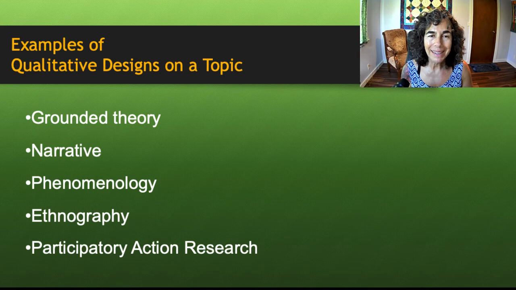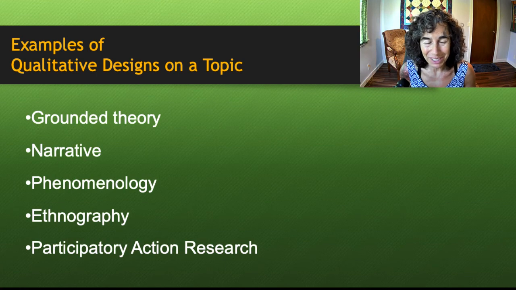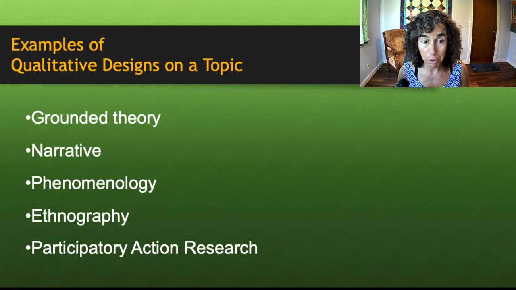So here's an example of one topic and some different types of inquiry. We take new OT grad students, which you can relate to. And if we're thinking about grounded theory, we might think about the process of inducting new OT grad students, right? So what kind of theory could arise from our process of inducting or bringing you into our program?